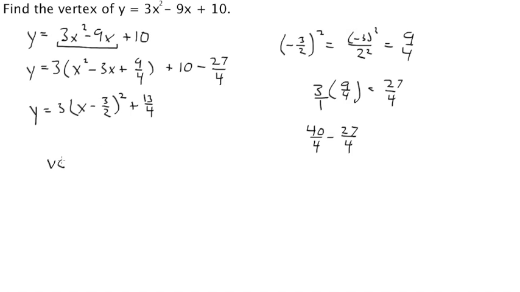So the vertex of this parabola, remember it's x minus h squared plus k. So minus h. So my h, the x coordinate of my vertex, is 3/2. The y coordinate is 13/4. And there we go. That's the vertex of our parabola.